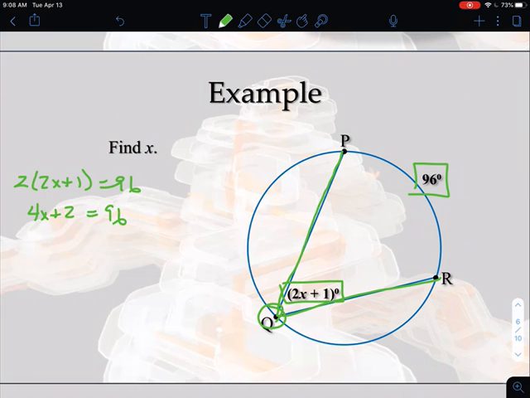I then go ahead and take 96 minus 2. And so we get 4x is equal to 94. And then if I divide both sides by 4, I get 23.5. So there would be my x value.